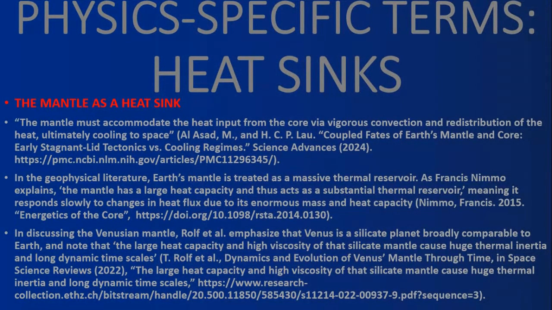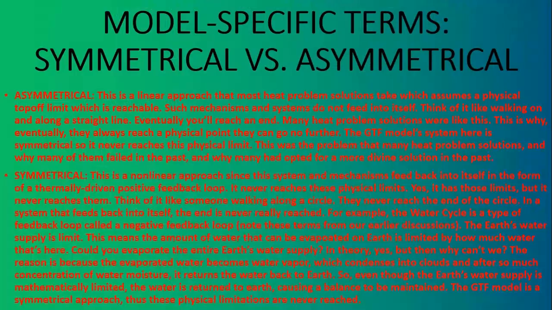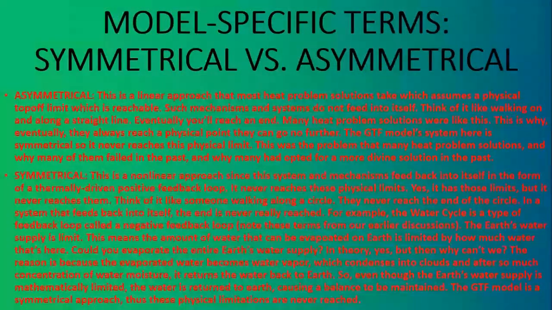In discussing the Venusian mantle, this is the mantle of Venus, Roth et al. emphasized that Venus is a silicate planet broadly comparable to Earth, and note that the large heat capacity and high viscosity of that silicate mantle causes huge thermal inertia and long dynamic timescales. In other words, it absorbs heat for long periods of time, and it's very comparable to that of Earth in terms of its mantle.